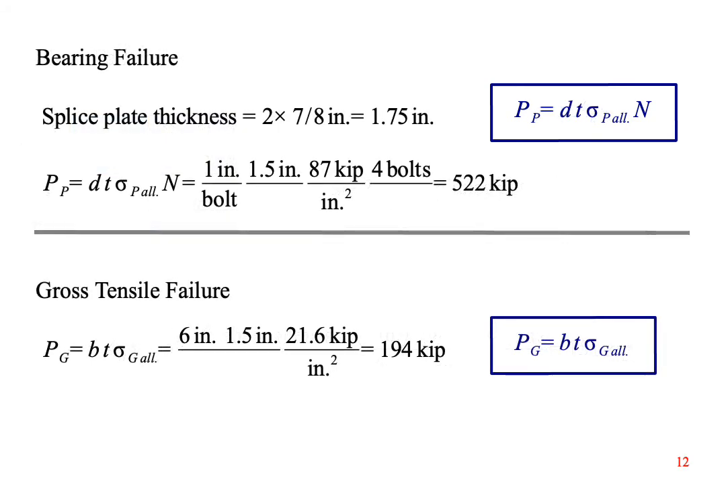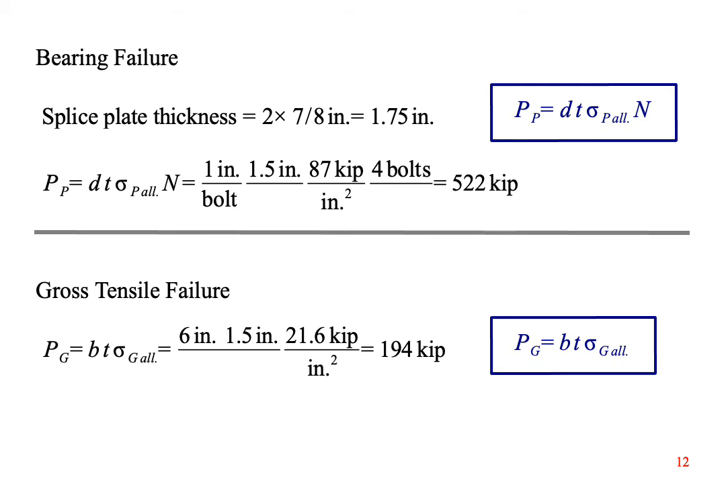For bearing failure, we need to figure out the value of T. The main plate is 1.5 inches thick. The sum of the splice plate thicknesses is 1 3/4 inches thick. Therefore, the main plate will fail first. Plug in the bolt diameter, plate thickness, allowable stress from Appendix B, and the number of bolts. The joint can support 522 kips before it suffers bearing failure.